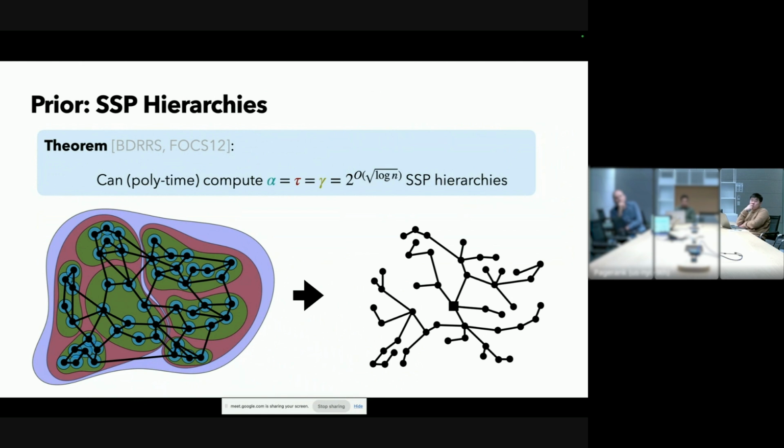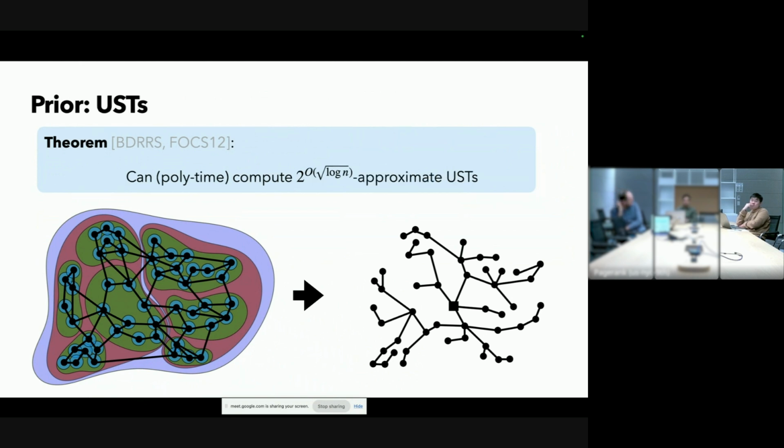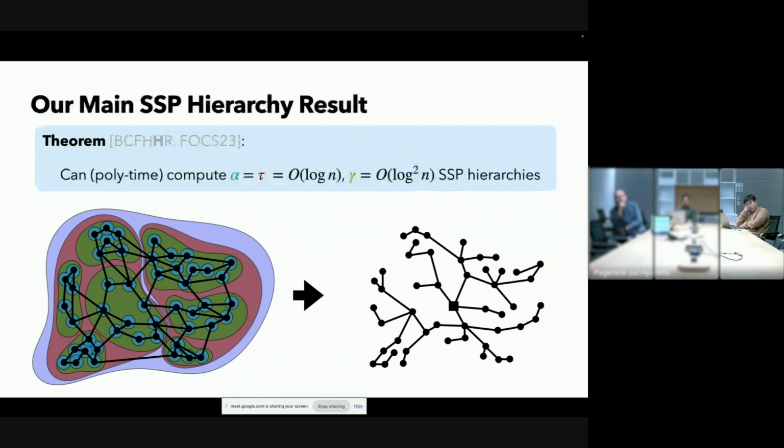Now, what can we do with that? Well, they said you can compute these hierarchies with reasonable parameterizations, namely 2 to the root log n. Plugging that into this connection allows them to get 2 to the root log n approximate universal Steiner trees. Now, what did we do? We improved the quality of those hierarchies to be polylogarithmic. We're able to get alpha and tau equal to log n quality hierarchies with gamma of log squared. And notice that these alpha and tau parameters now match what is known for a single level of this hierarchy, and in fact, that's known to be tight for a single level. So the only slack here, the thing that could possibly be improved, is gamma of log squared.